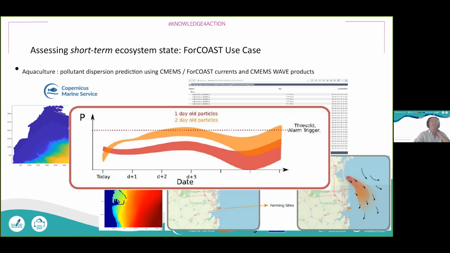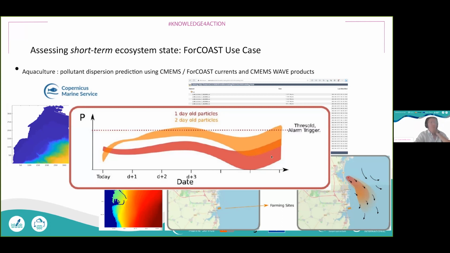For example, we can tell them how old the pollutants are. So if the pollutant took 5 days to go from the wastewater overflow discharge point to their farm, then probably the bacteria are already dead because they can't resist in salty water. And so the problem is not really a problem. If the particles come very quickly, in a single day, then it's really important for them to know this.